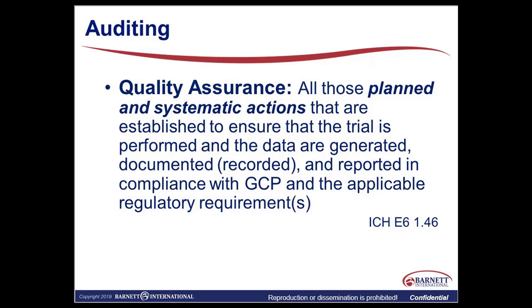So ICH also defines auditing and quality assurance as planned and systematic actions. So again, pulling into the systems. These actions are established to ensure that we're compliant. So the product in clinical research, regardless of what your investigational product is, is credible data from protected subjects. So when we are assuring quality, we're making sure that we have built quality into the systems that are generating that data. And in doing so, we have protected the individuals from whom we are collecting that data.